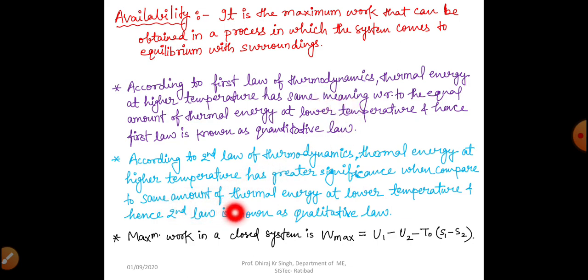Expression for maximum work in a closed system is W max equal to (U1 minus U2) minus T0 (S1 minus S2). U1 is internal energy at 1, U2 is internal energy at 2, and T0 into (S1 minus S2). So this is the expression of maximum work.